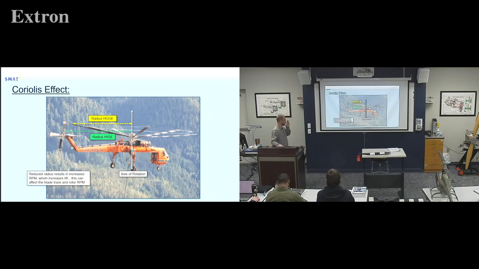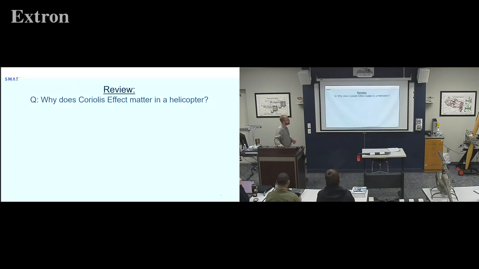All right. Radius reduced, increase RPM, increases lift. This can affect blade track and rotor RPM. Okay, so quick review. Let's see who the first contestant is. Elijah, congratulations. Why does Coriolis effect matter in a helicopter? Because you don't want your blades to overspeed. Oh, okay, good.